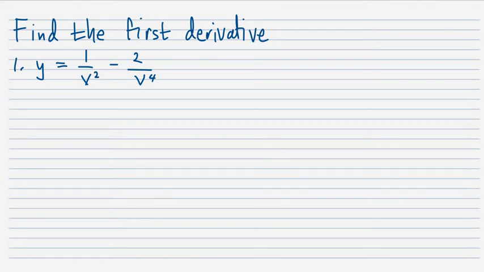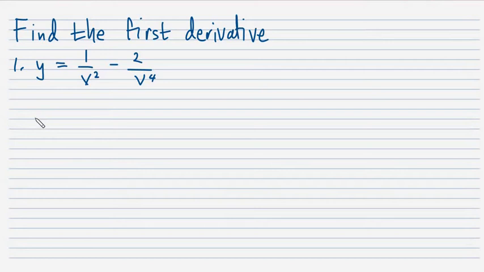So in this video, I am going to discuss the answers to your assignment. Your assignment was just to first find the derivative. So number 1, I have 1 over v squared minus 2 over v to the 4th.